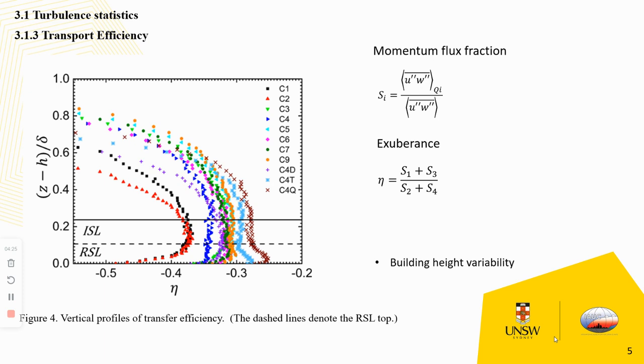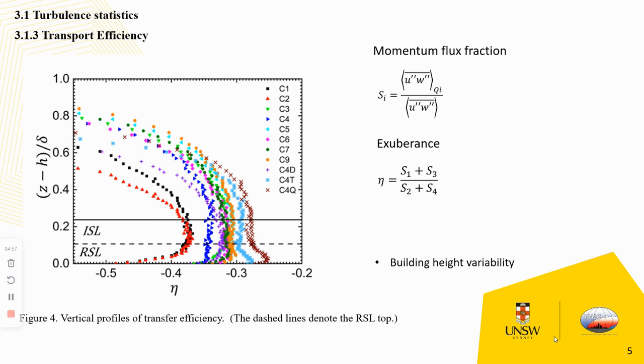And then we introduce the indicator, the exuberance eta. It is defined to compare the transport efficiency over different roughness elements. The closer eta is to zero, the more efficient the transport.